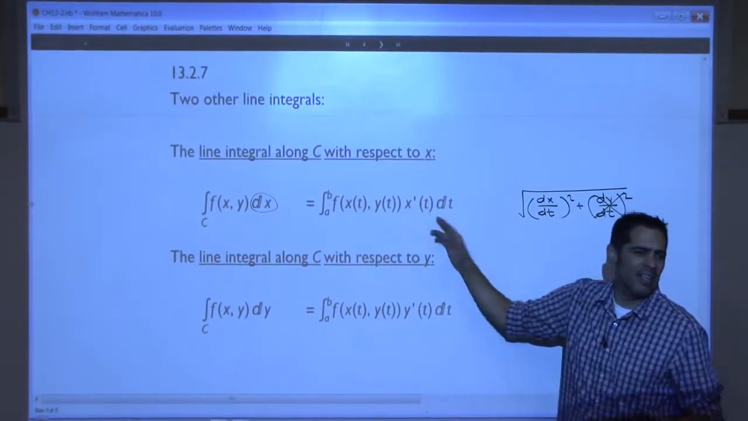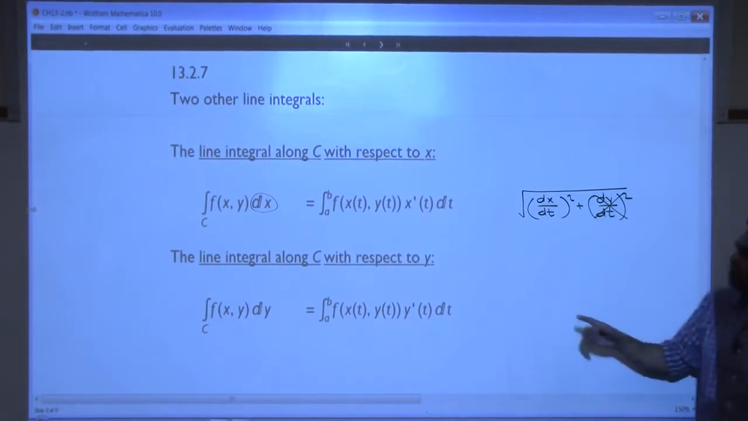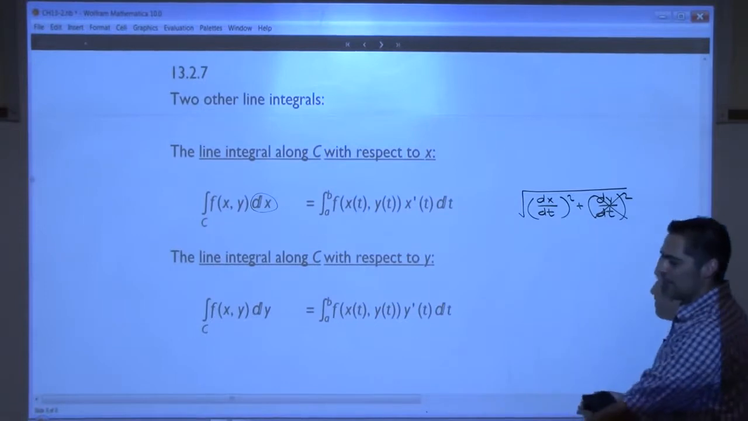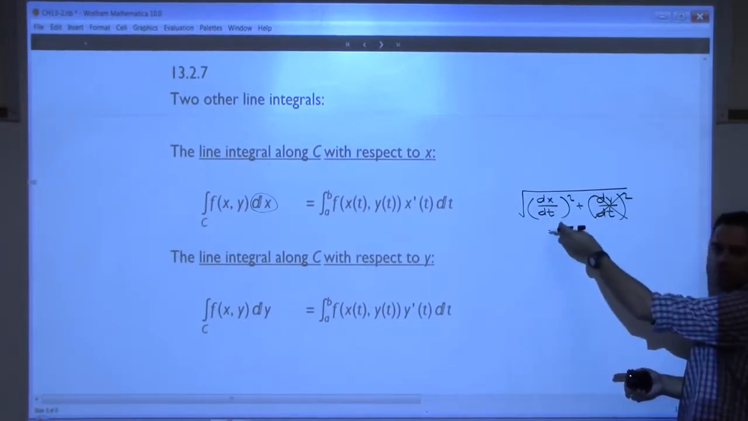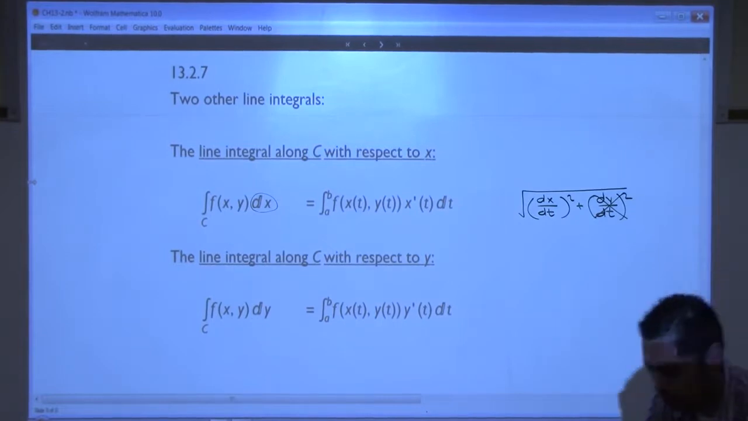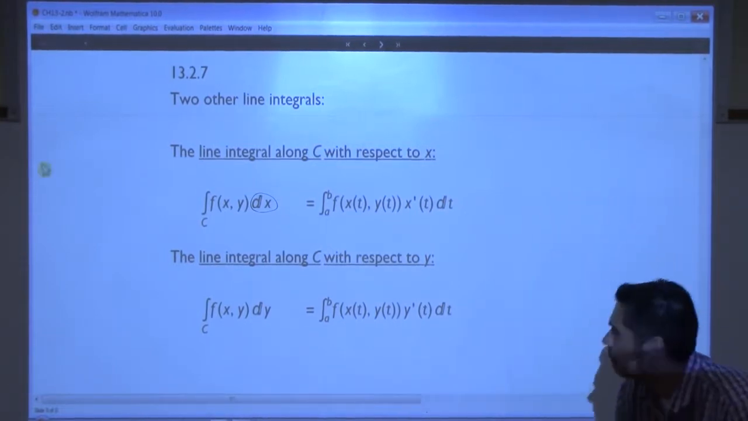So x prime of t is dx/dt. That's all it is. And then when you do the line integral along the curve C with respect to y, you're doing the same exact thing, except you're treating that as the 0. That zeroes out. Okay.